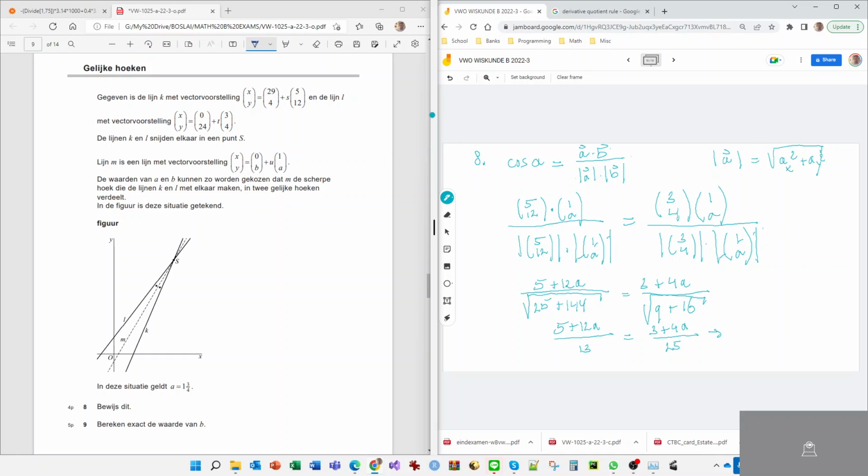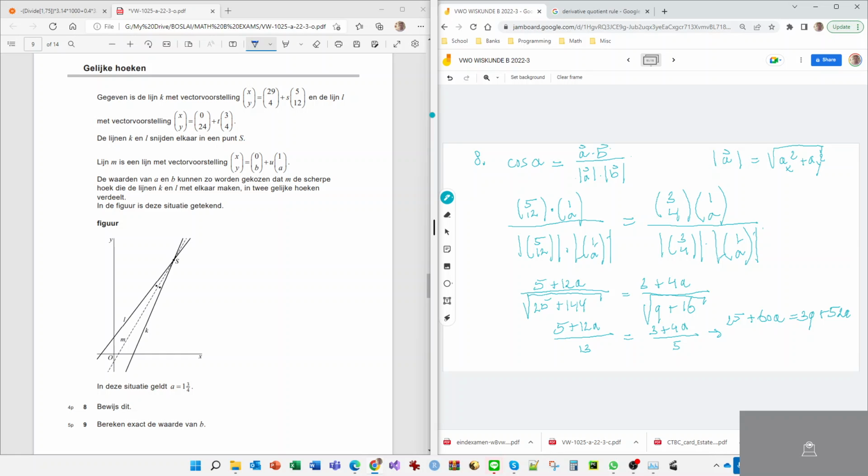I make so many mistakes, so always double check everything while you're writing it down. Just multiply both sides by 5 times 13. So you get 25 plus 60a equals 39 plus 4 times 13, which is 40 plus 12, is 52a.